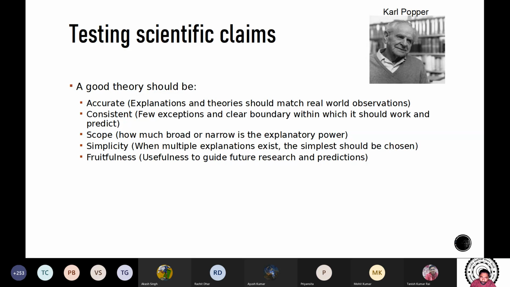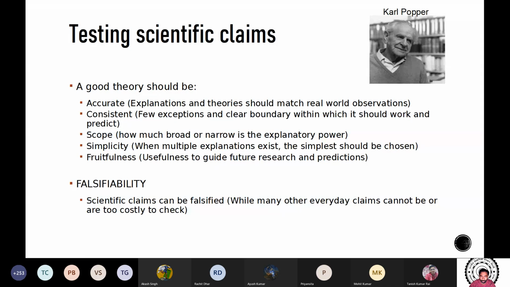So the fruitfulness of research or of a theory is when you can guide future predictions in that area. And the most important part, which is written in bold, is falsifiability, which was given by Karl Popper. He says that scientific claims can be falsified, while many other everyday claims cannot be, or are too costly to check. Falsifiability means if I make a statement, anybody who knows the method should be able to come and test whether my hypothesis is true or false.